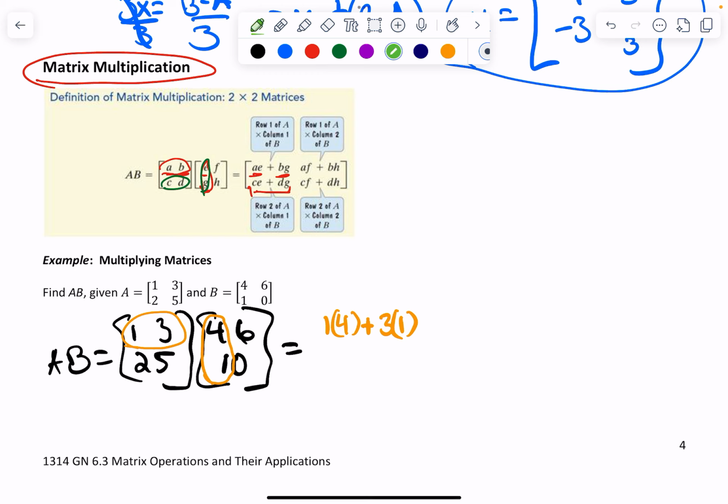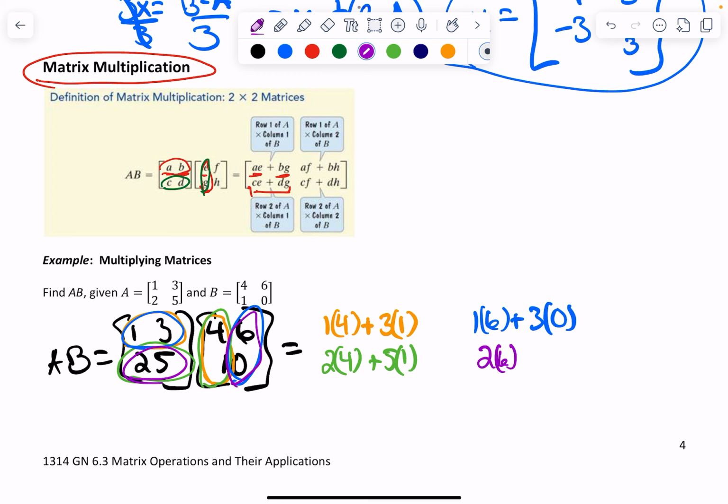Next, we're going to do the second row, first column. So 2 times 4 plus 5 times 1. Next, we need our first row, second column. So 1 times 6 plus 3 times 0. And then the last one here is second row and second column. So 2 times 6 plus 5 times 0.